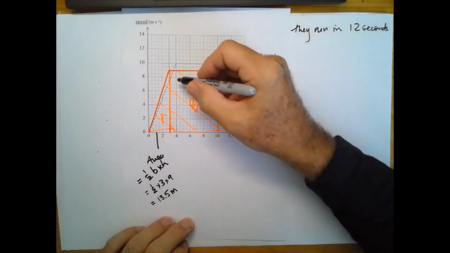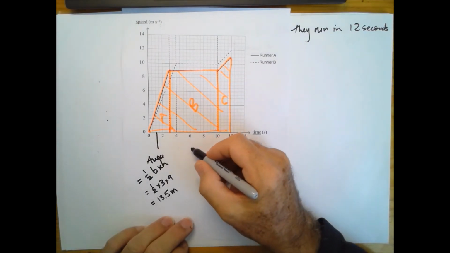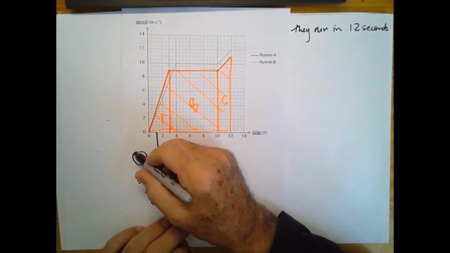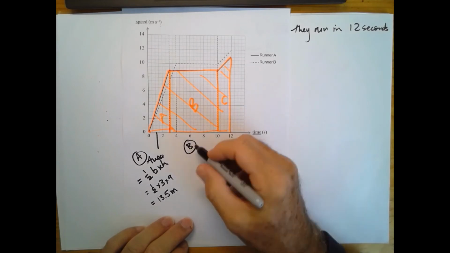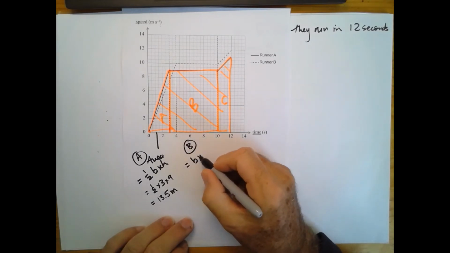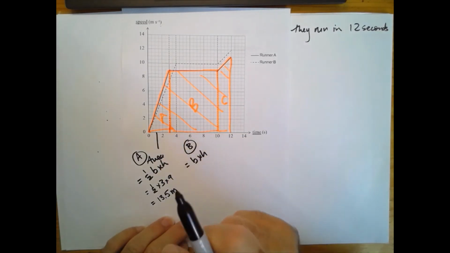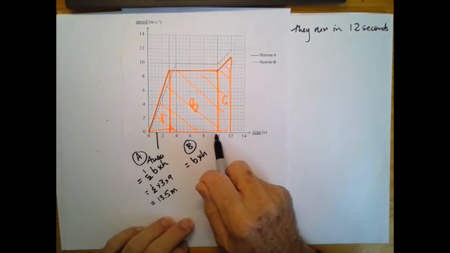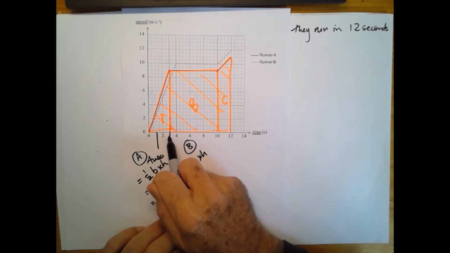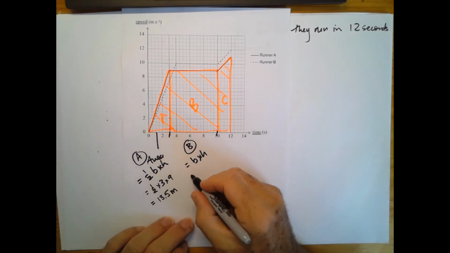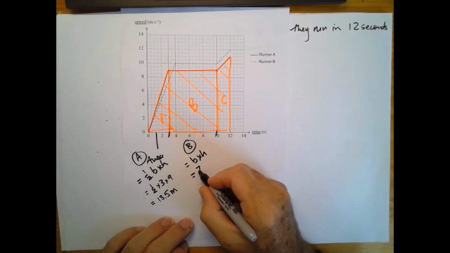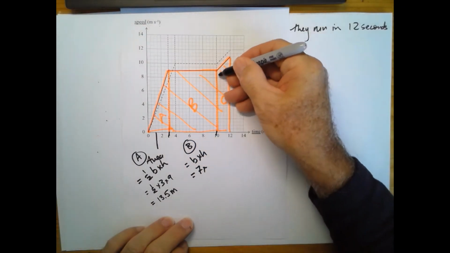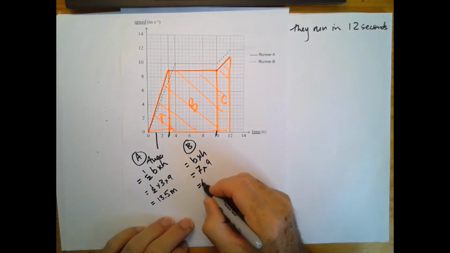Let's work out the area of this section B. So this is area A. Area B is equal to the base times the height. You need to make sure that we don't say the base is length 10. The base is actually from 3 to 10, so the base is 7, times a height of 9, 7 times 9 equals 63.